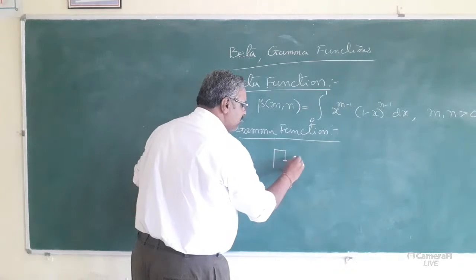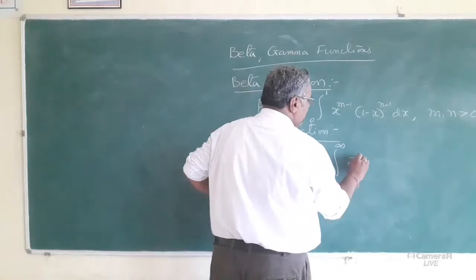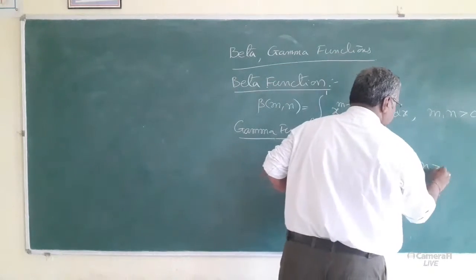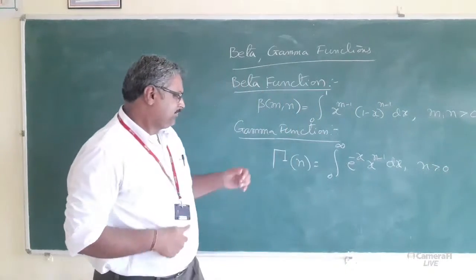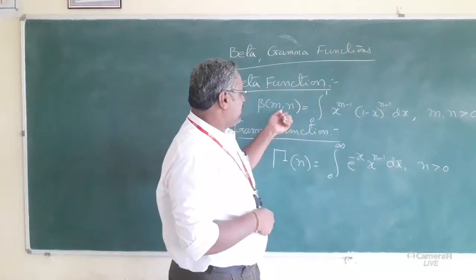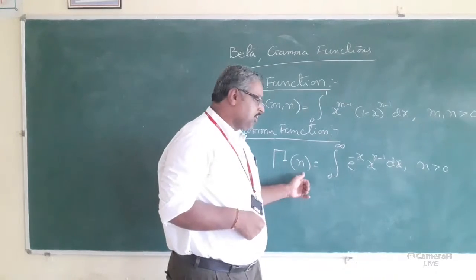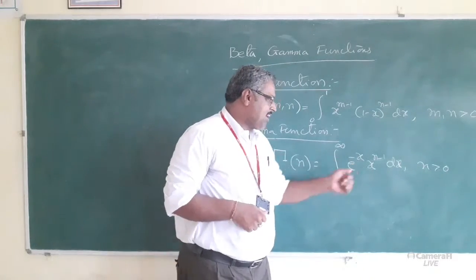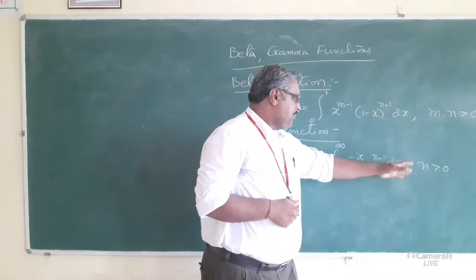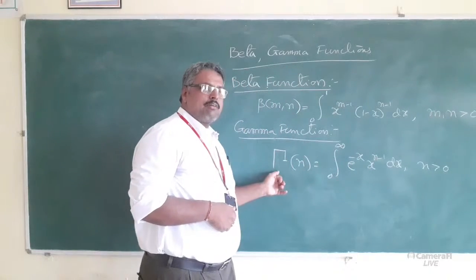Now this is capital gamma. Gamma n equals integral 0 to infinity e power minus x into x power n minus 1 dx, where n is positive. Observe, this is a function of one variable, while the beta function is a function of two variables. If you evaluate this integral, you will get some expression in terms of n. Such a function is called the gamma function.